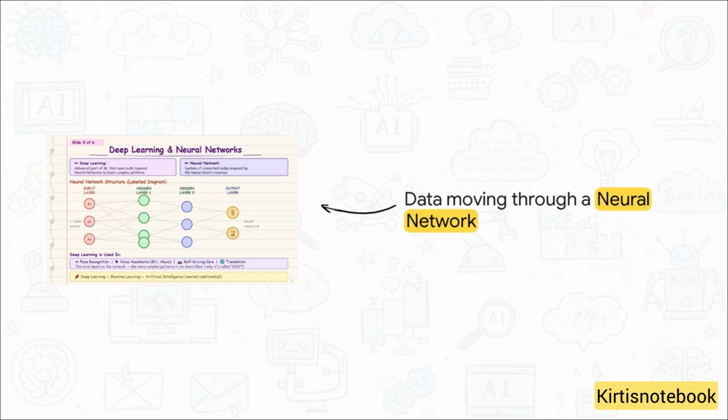And guess what? Because there are multiple hidden layers stacked on top of each other, that is exactly why we call it deep learning. It's deep because of all those layers. Finally, all that processed information pops out on the right side at the output layer, where the network confidently predicts, hey, this image is a dog.